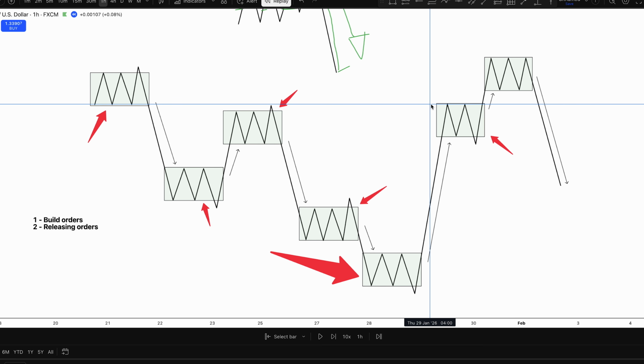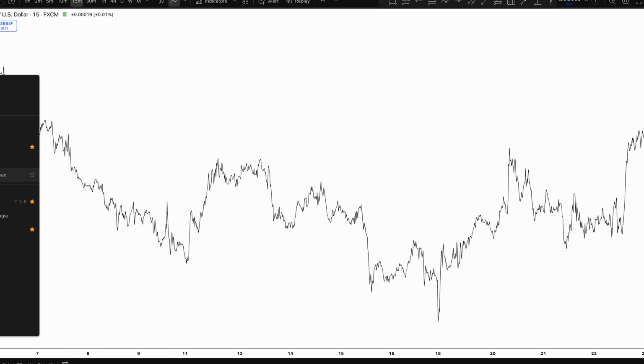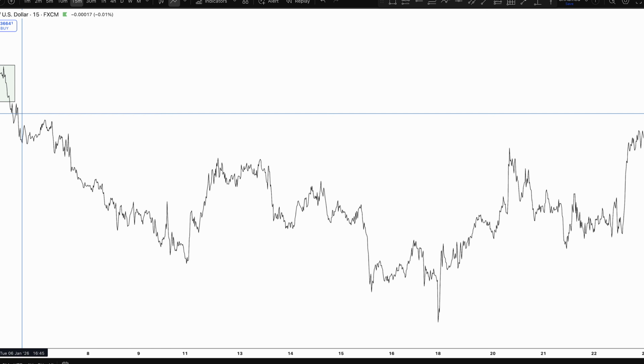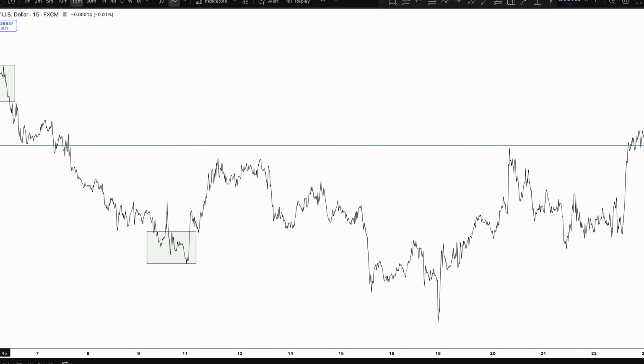So what we're going to do now is head to the charts, and I'm going to show you accumulation and distribution in action in the markets. Okay, so just looking at this chart then, basically the distribution phases are going to be areas before downward moves, and then the accumulation phases are going to be the kind of areas before upward moves, okay?